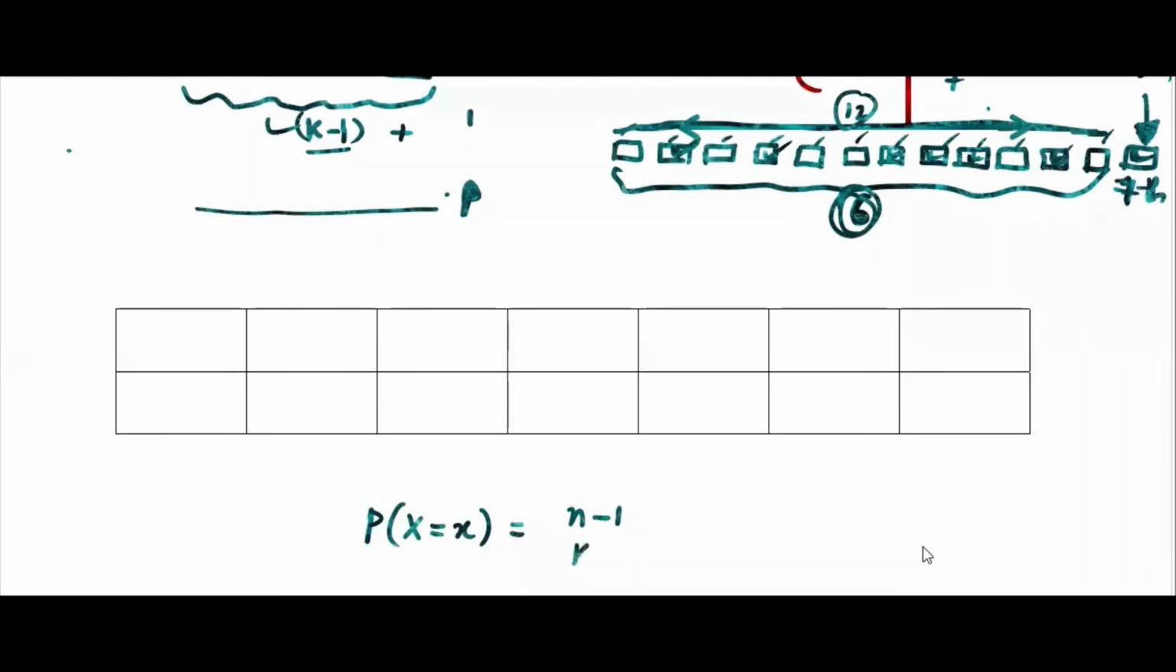See, out of n minus 1 you need to get k minus 1. It's not that everywhere I will write P. Here there is a cross, here there is a cross. I have to write Q, then P. So how many P's do I want? I want k minus 1 P's. And how many Q's do I want? n minus 1 minus k minus 1.